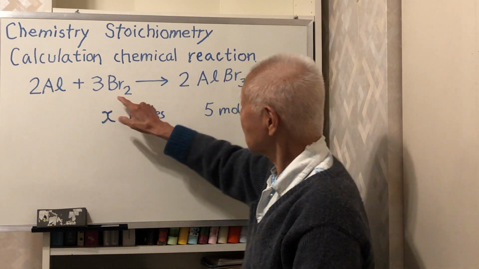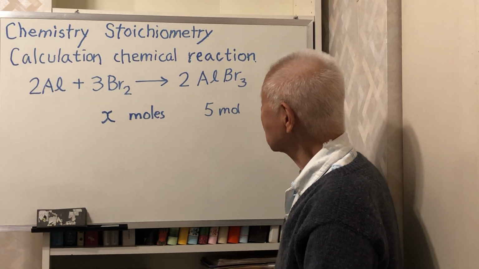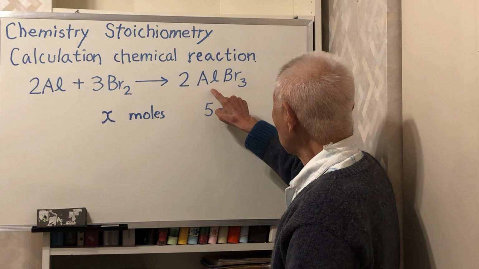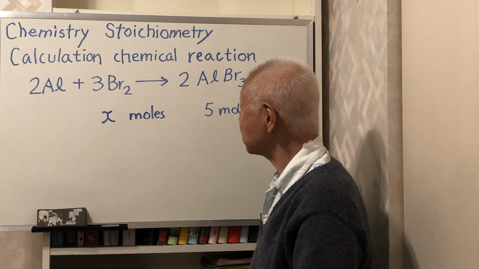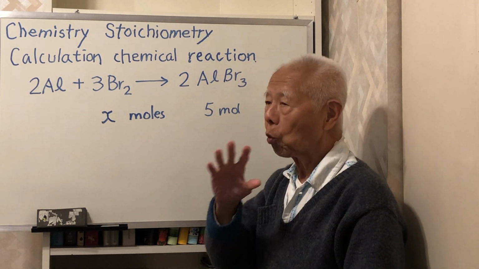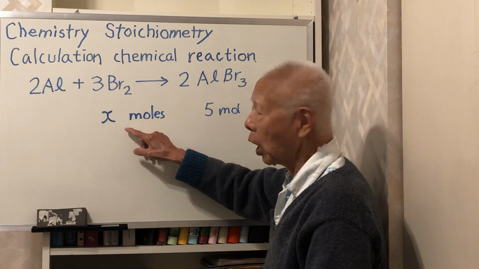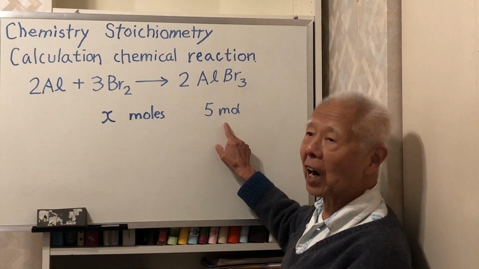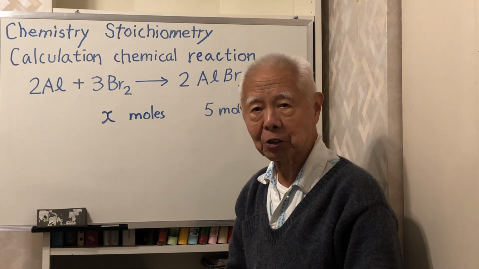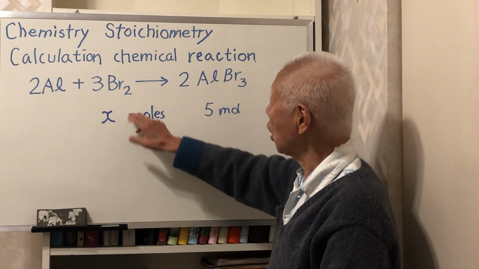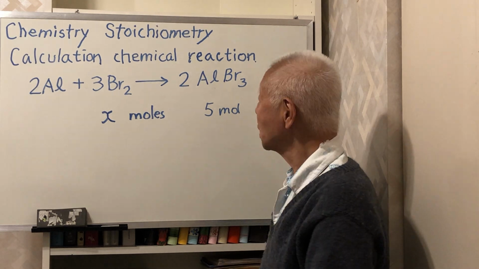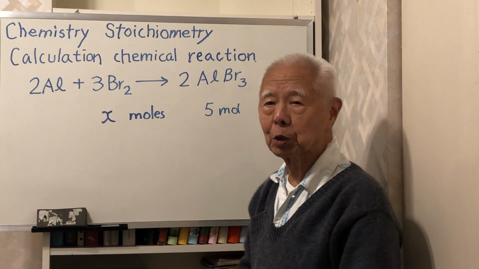Aluminum and bromine create aluminum bromide. Our question is, I want to produce 5 moles of aluminum bromide. How many moles of bromine do I need? So this is a question. So how do we do it?